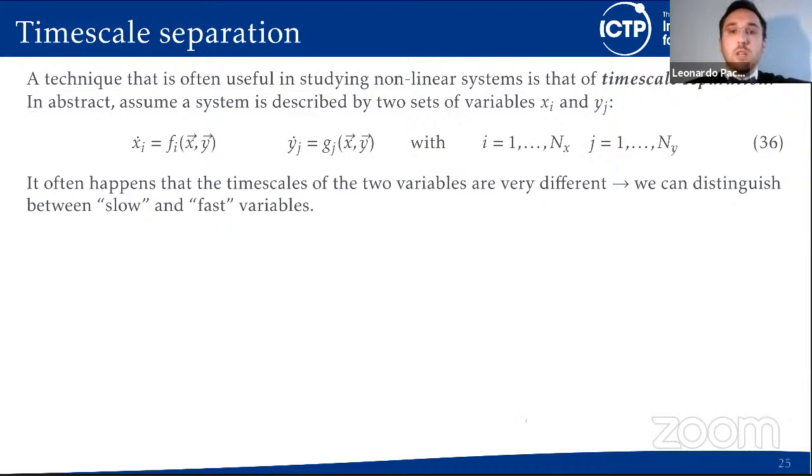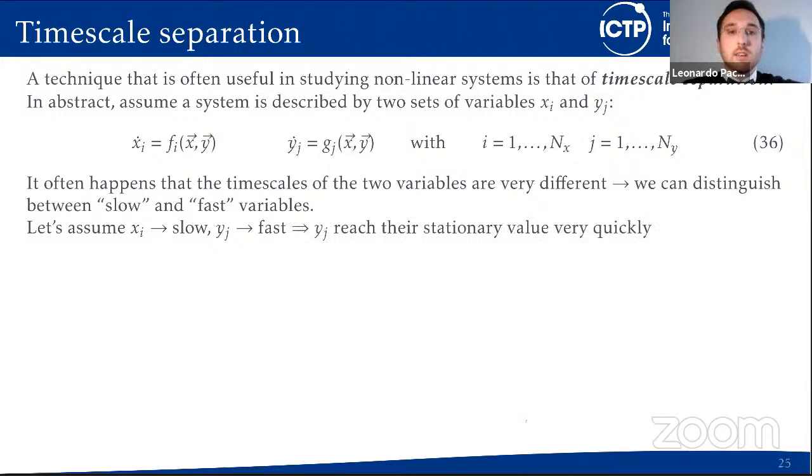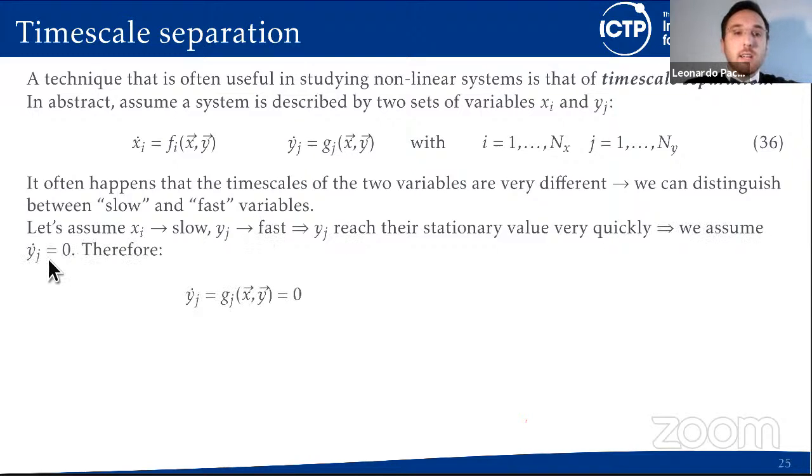Now, if we can distinguish between slow and fast variables, for example, let's assume in this general case that xi are the slow variables and yj are the fast ones. What happens in this case is that the fast variables, the yj, will reach their stationary values very quickly, since they are the fast variables, of course. So what we can do is assume that y dot j is always equal to 0.